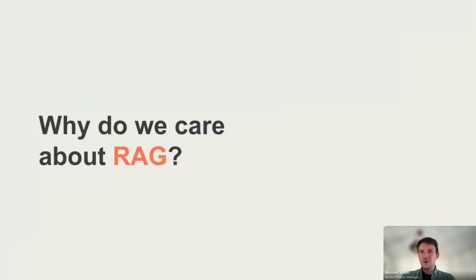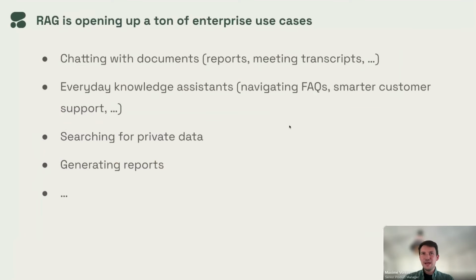And this is based on a lot of our customers at Cohere. We build large language models that are focused on RAG and agents. And we try to share some of the best practices we're seeing in the field. So to get started, maybe starting with why. Why do we care about RAG? We care a lot about RAG because it's opening a ton of enterprise use cases.